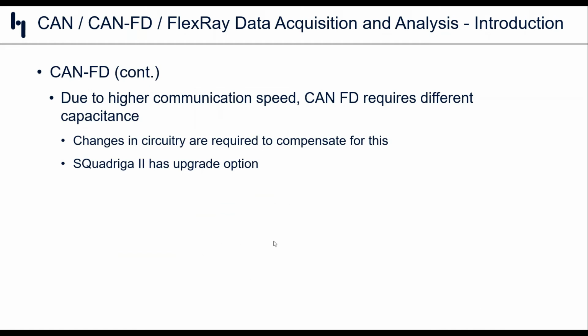Okay, so CAN-FD continues. Due to higher communication speed, CAN-FD requires different capacitance. So on the hardware side, changes in circuitry are required to compensate for this. Squadriga 2 has this upgrade option, but with Squadriga 3, which we'll be showing some operation with, and also with HeadLab, the LabDX input module version B, CAN-FD circuitry is already accounted for.